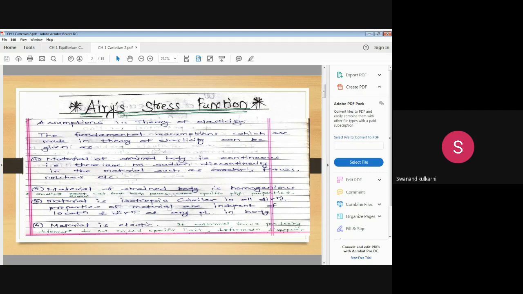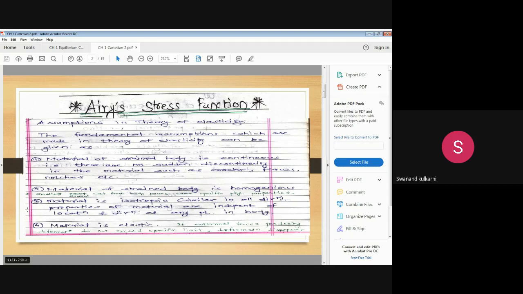Discontinuity means there is something like flaws present in the material, some porosity present, a crack, then we will consider the material is discontinuous. But if no such cracks are present, no such flaws are present, no such small notches are present, then the material is considered to be a continuous type of material.